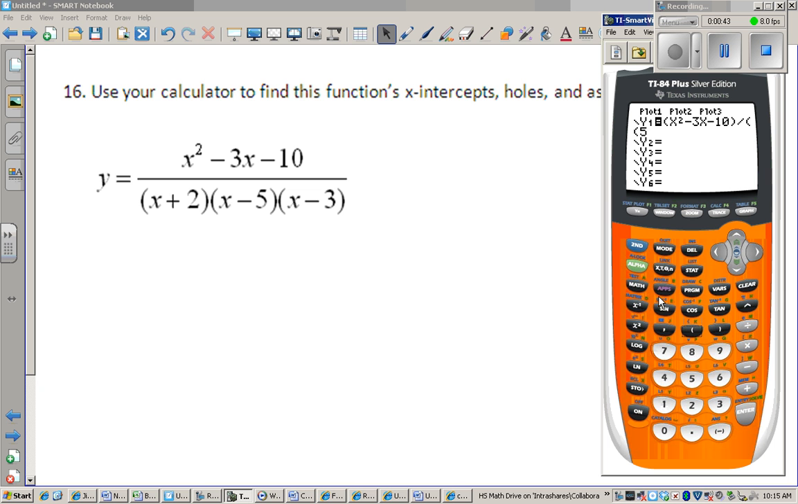Then I'm going to use parentheses for each one of these factors. We've got x plus 2 and x minus 5, and we've got x minus 3. Now what we're looking for is whether any of these will cancel, meaning divide out, because they're a factor of the numerator as well. Then it'll be a hole in the graph at the value that makes it 0. If they don't cancel, it'll end up being an asymptote. We're going to go to zoom standard.